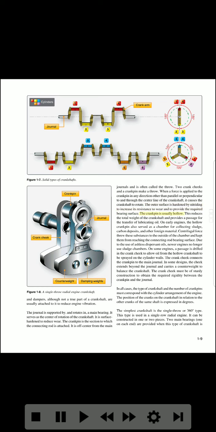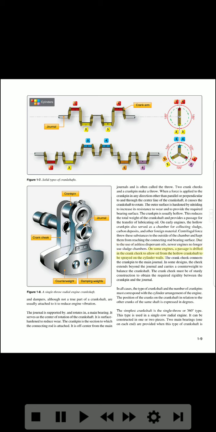The crank pin is usually hollow. This reduces the total weight of the crankshaft, and provides a passage for the transfer of lubricating oil. On early engines, the hollow crank pin also served as a chamber for collecting sludge, carbon deposits, and other foreign material. Centrifugal force threw these substances to the outside of the chamber and kept them from reaching the connecting rod bearing surface. Due to the use of ashless dispersant oils, newer engines no longer use sludge chambers.